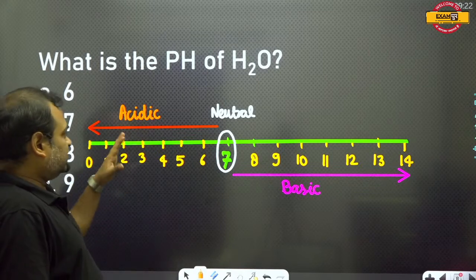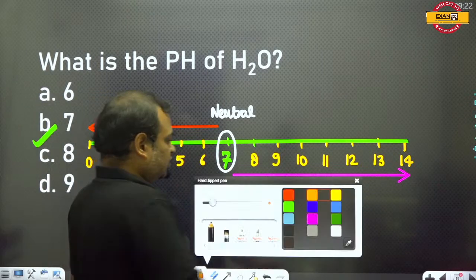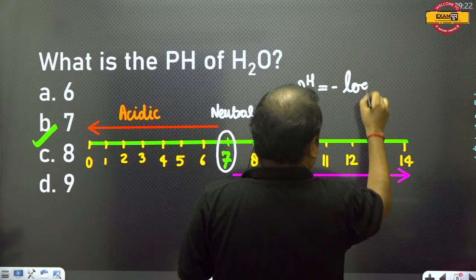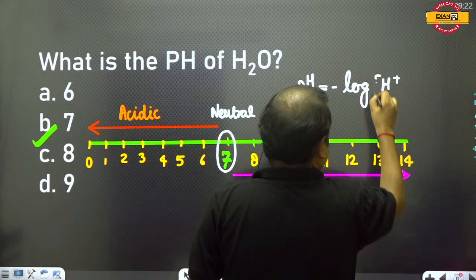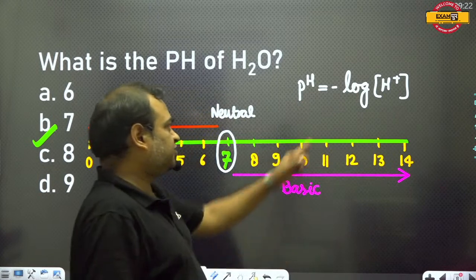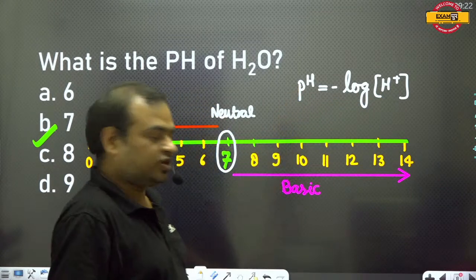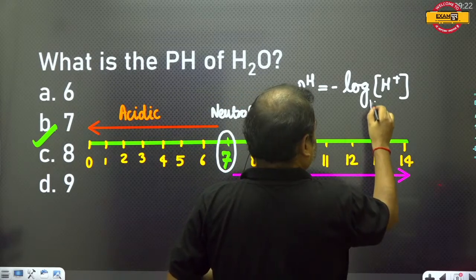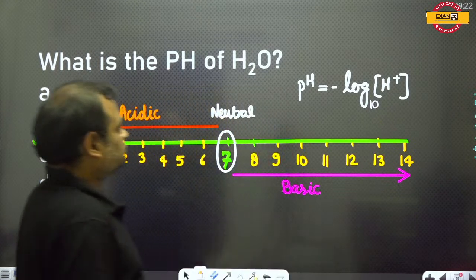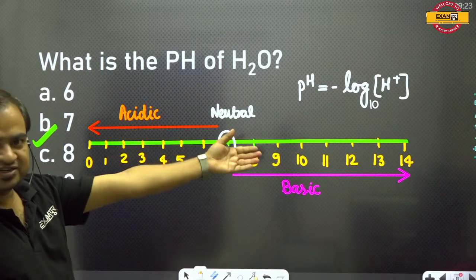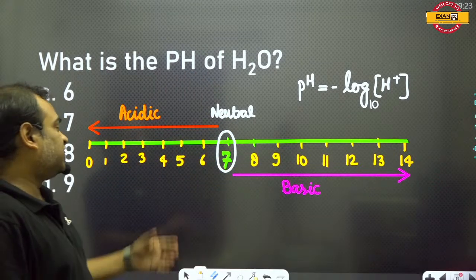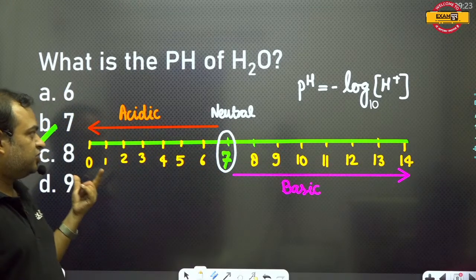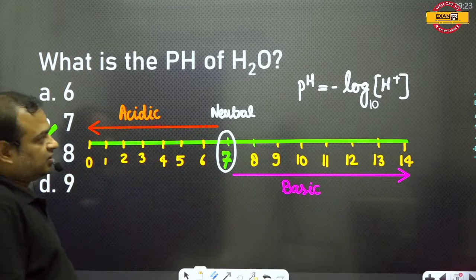And there is a theory behind that: pH is represented as minus log of H plus concentration. The logarithmic value of the hydrogen ion concentration is known as the pH value. This is base 10. So pH value represents the hydrogen ion concentration in the solution. If the hydrogen ion concentration is high, it will have the acidic nature and the pH value will be less than 7.